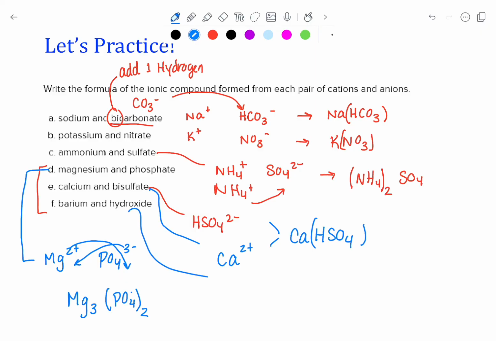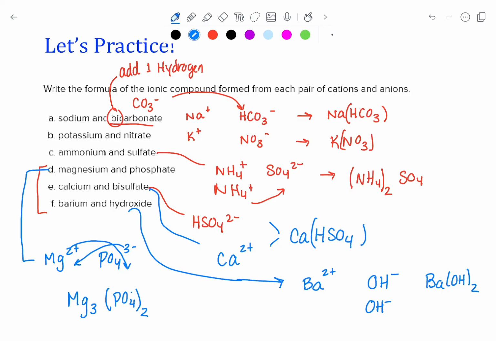Our last example is barium hydroxide. So barium is also in group 2, a lot of group 2 compounds over here. Group 2, so barium has a 2+ charge. Hydroxide is OH-, so it has a -1 charge. So I need 2 of those hydroxides to balance out my 2+ of my barium. So we get Ba(OH)2, making sure to put the parentheses around the OH and the 2 on the outside.